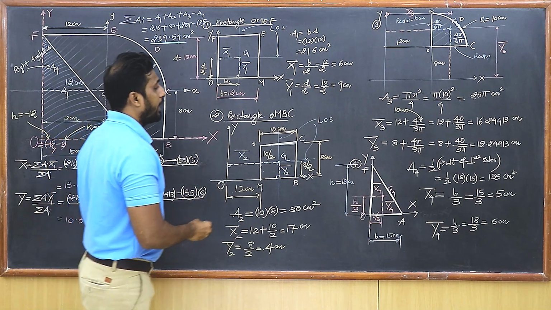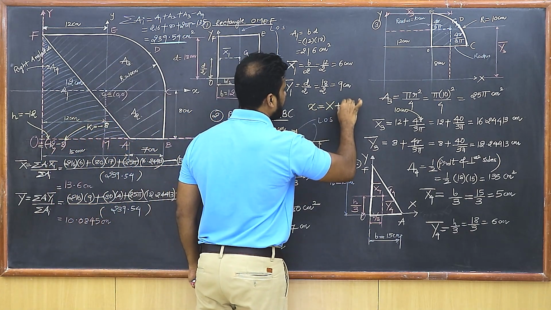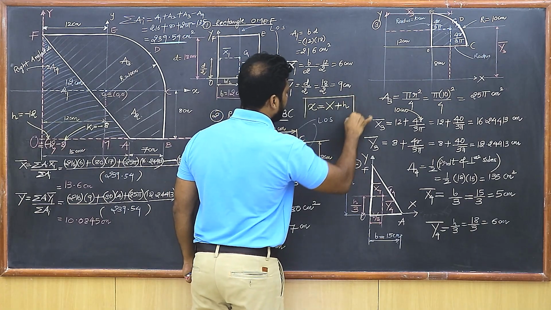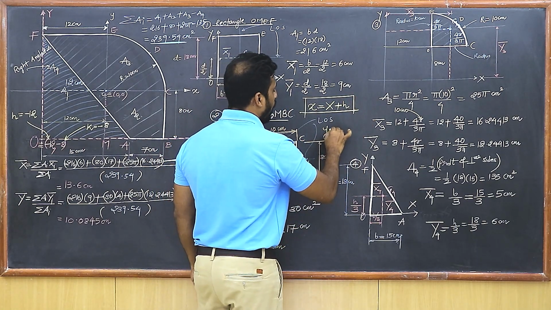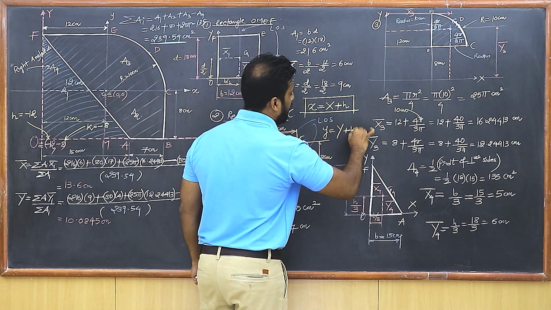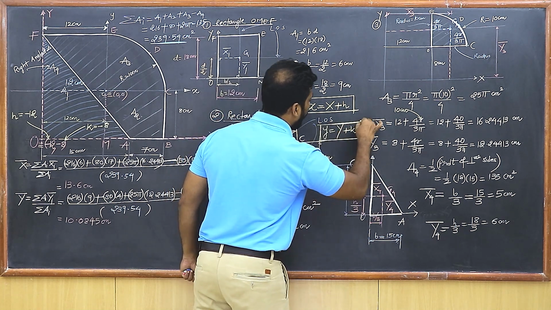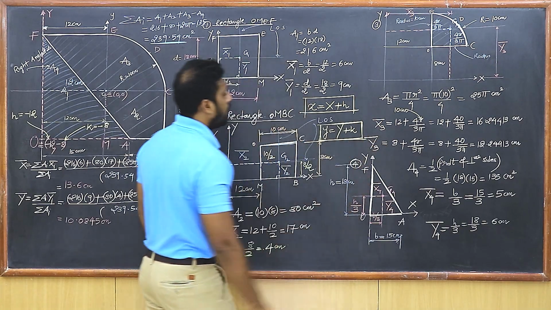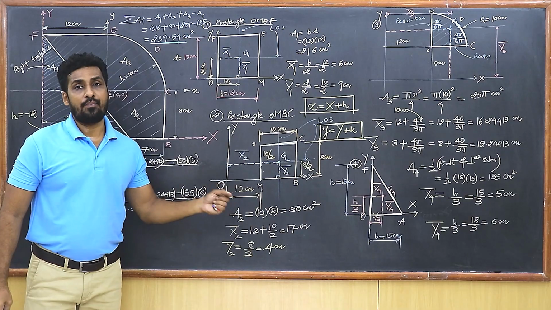If you recall, I'm going to write it over here. Small x is capital X plus h. You need to note down these formulas. Small x is capital X plus h and small y is capital Y plus k. We have already seen the concept of shift of origin, isn't it? So you need to note down those formulas from there. Small x is capital X plus h and small y is capital Y plus k.